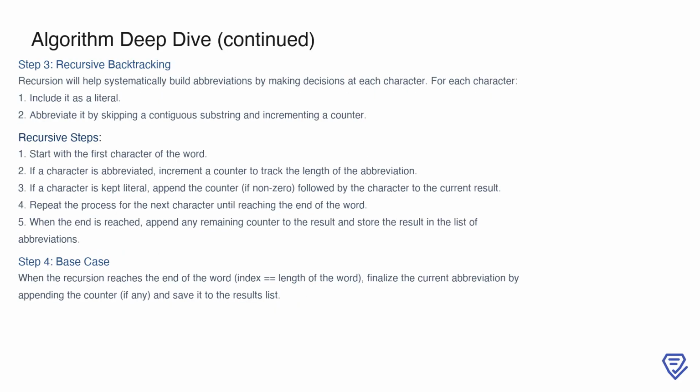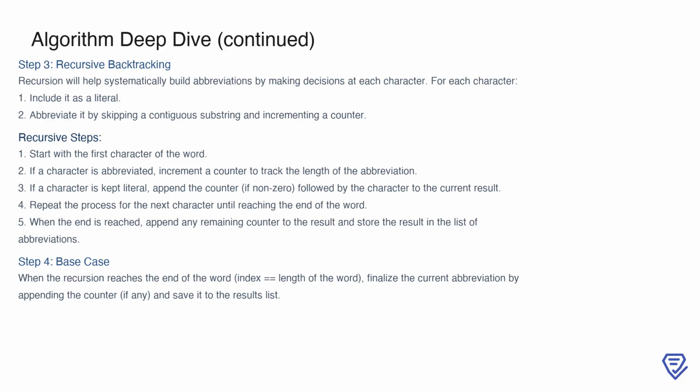Now, let's dive into the recursive backtracking step. Recursion is a natural fit here because it lets us make decisions at each character of the word. For each character, we have two choices: we can either include it as a literal character in the abbreviation, or we can abbreviate it by skipping the character and incrementing a counter to track the length of the abbreviated substring. To implement this, we start at the very first character of the word. If we choose to abbreviate a character, we increase the counter.